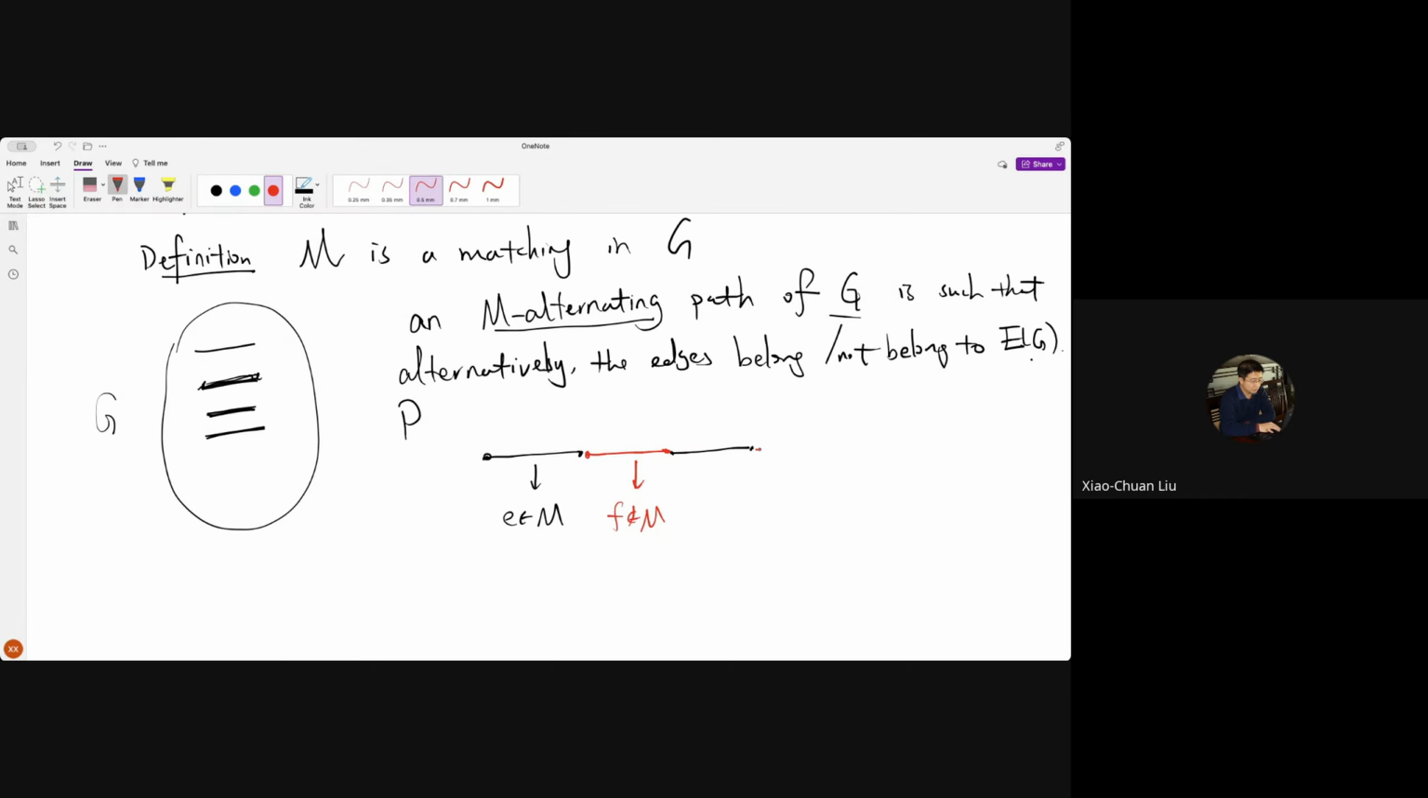Is it clear? So it's a path. Don't get confused. Every edge, for example, F2 is not in M. Maybe here E2 is in M. But all of them are edges of G. It's a path, but somehow one belongs to M, my matching, and the other one does not belong to M. So this is the definition of an M alternating path. All right, is it clear?